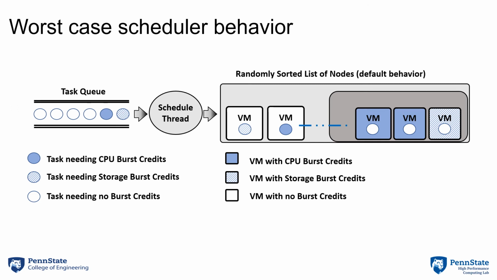In this slide, we try to demonstrate the worst case scheduler behavior. In the task queue, there are tasks here which need IO based burst credits and CPU burst credits. You see the scheduler can provision this IO based task on a node without any burst credit balance here, and a CPU credit requiring task on a node without any burst credit balance, while other tasks which require no credits might be scheduled on nodes which have CPU based burst credits or IO based burst credits over here.